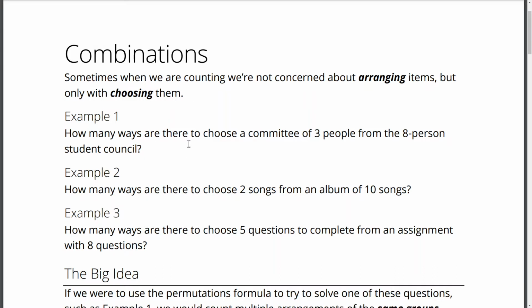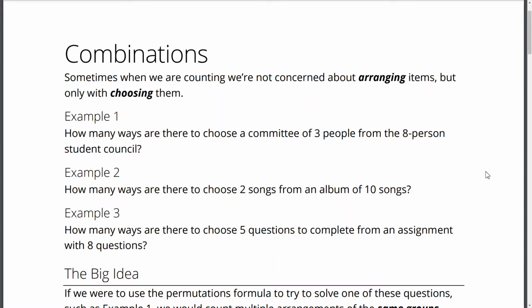So here I have three different examples. How many ways are there to choose a committee of 3 people from the 8-person student council? So 3 people are selected. There is no first, second, third person. They just end up in a group. The second example, how many ways are there to choose 2 songs from an album of 10 songs, if you're not worried about what order they're played in, for example.